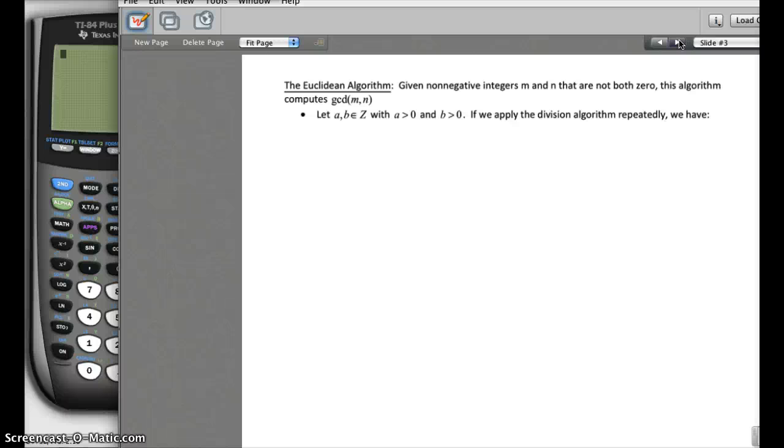So let a and b be two integers, both of them greater than 0. We're going to apply the division algorithm repeatedly. So thinking about our division algorithm, what it says is that our a, we could write it as some quotient, we'll call it q1, times b plus a remainder, we'll call it r1. The division algorithm guarantees that this remainder, r1, is between 0 and b.